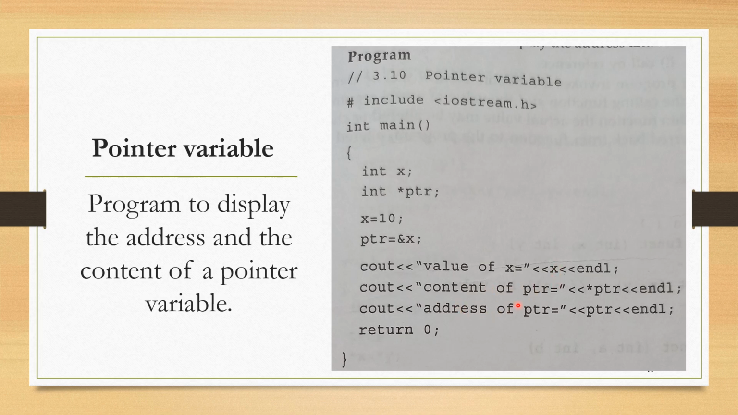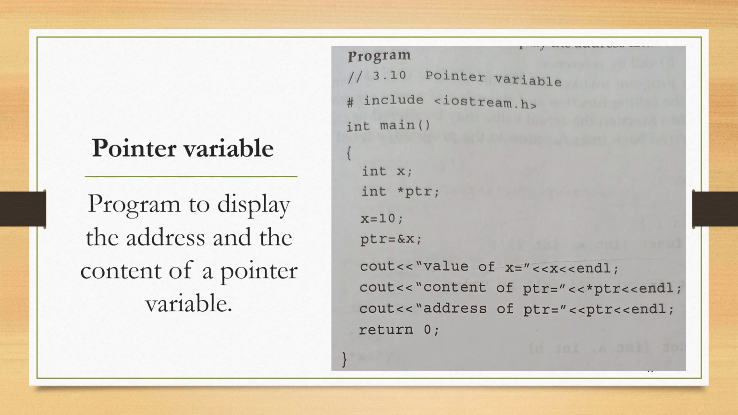Content of ptr. What value will come in it? This value will again become 10, because ptr holds the address, and for the value we use star ptr. So there also we will get 10. The address of ptr will be displayed here in hexadecimal. You can write this program, compile it and run it. You can see what output comes. You will get a feel of a pointer.